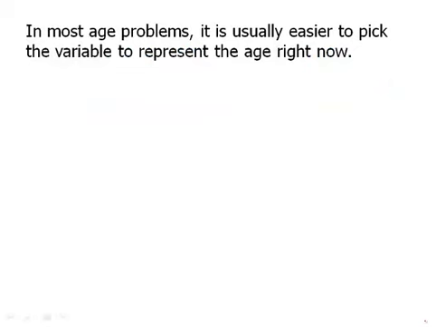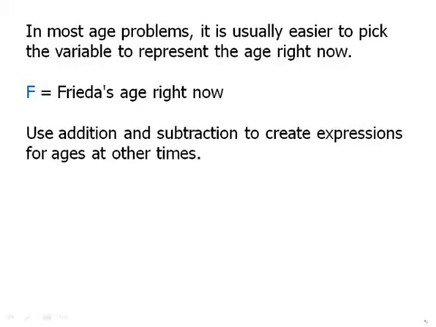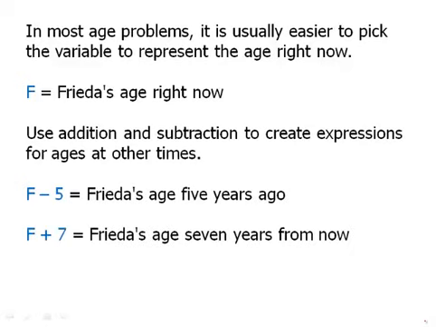So in most age problems, it usually makes sense to pick the variables to represent the age right now. Pick the age in the present moment. That usually is the best strategy. So for example, it's not that F is going to equal Frida's age. F is going to equal Frida's age right now. And then we use addition or subtraction to create expressions for ages at other times. So for example, F minus 5 would be Frida's age 5 years ago. F plus 7 would be Frida's age 7 years from now. We can create other ages based on the age now.